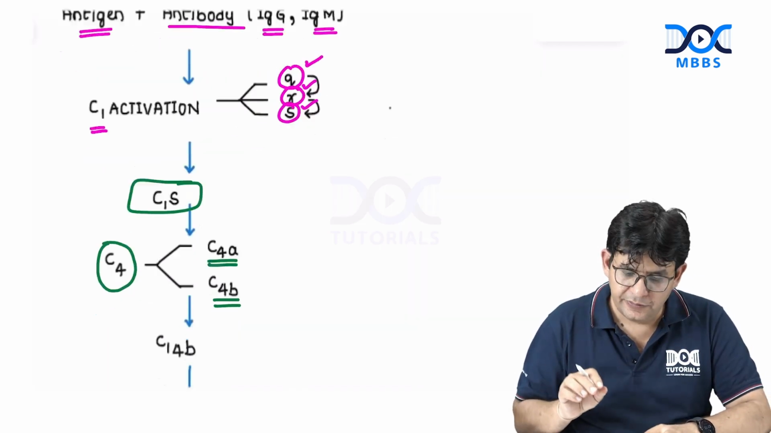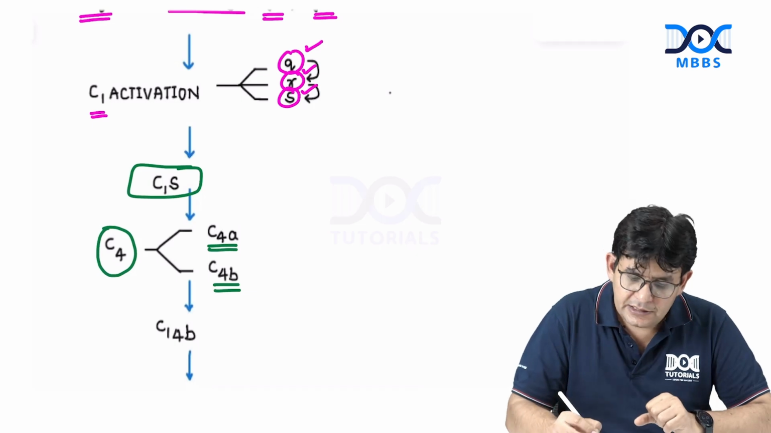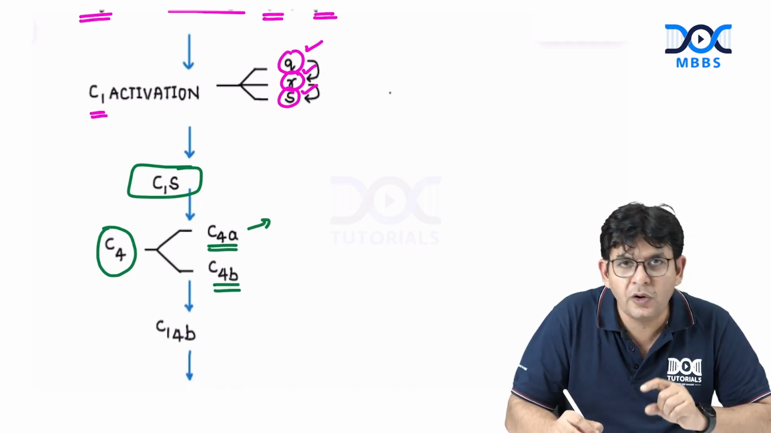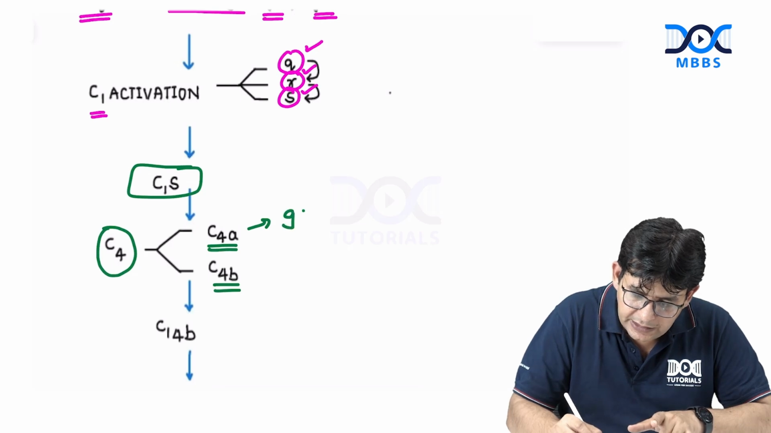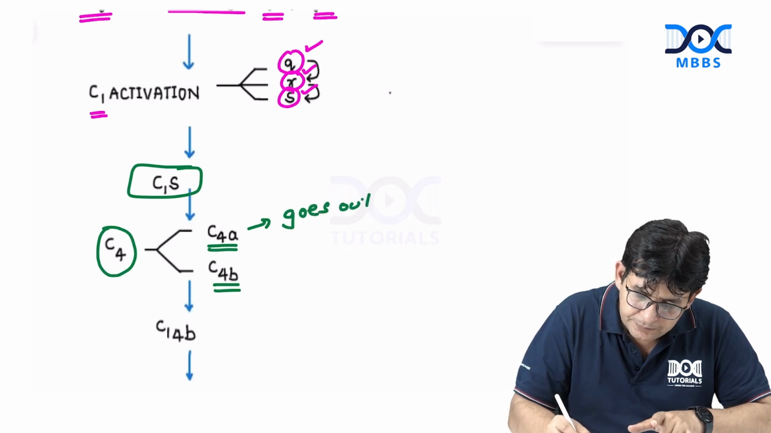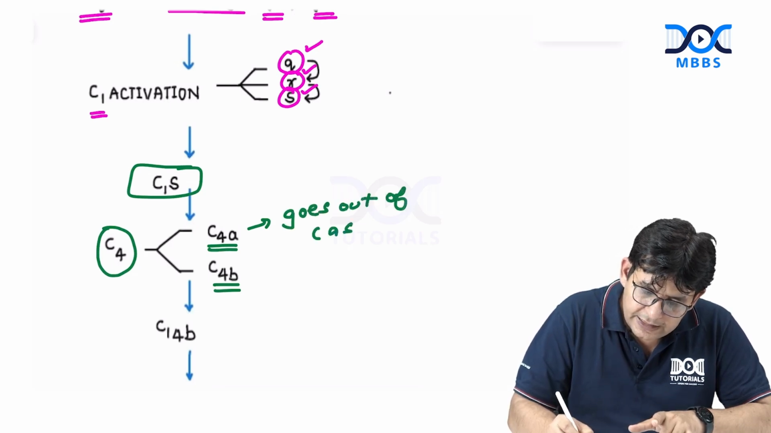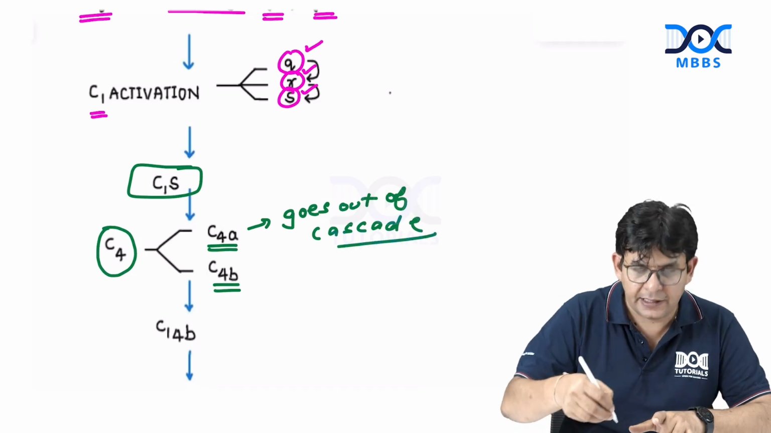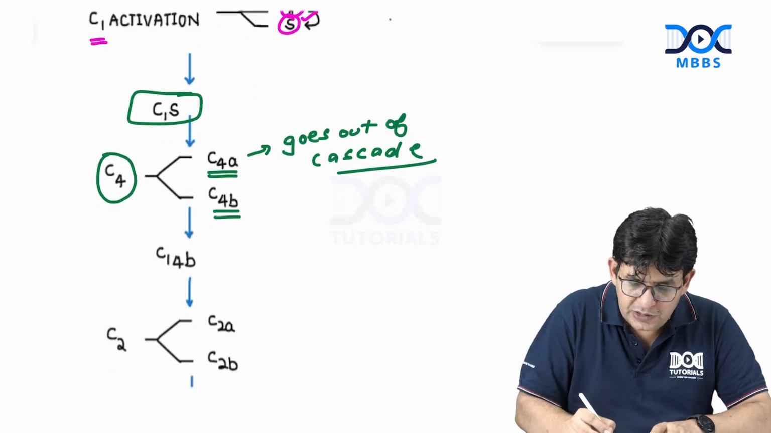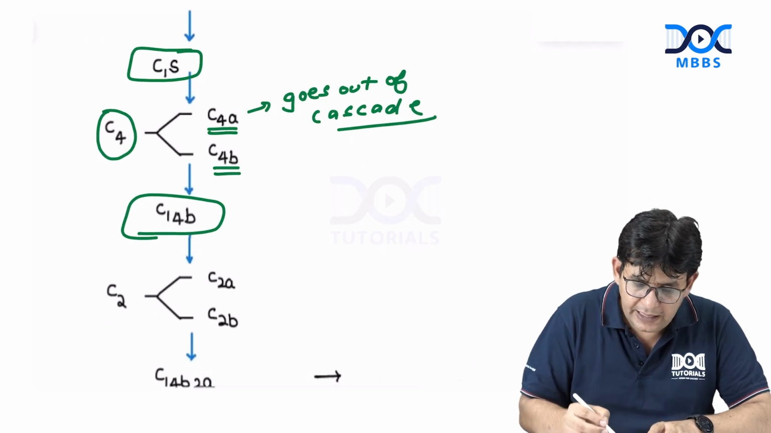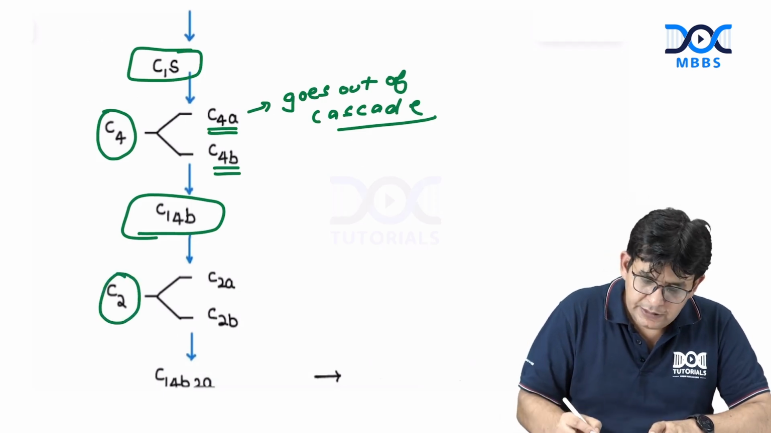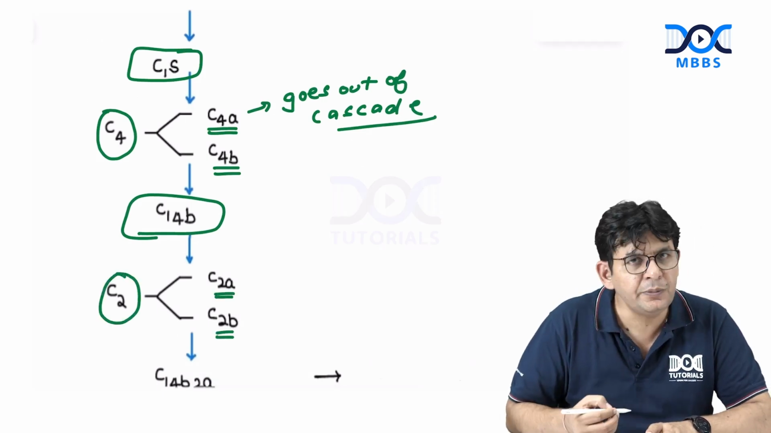Okay, divide this into what? C4A and C4B. Important is that this particular component, C4A, always goes out of the cascade. Cascade means this particular cycle. Now, what is being produced? C14B. And this C14B acts on the C2, changing it into C2A and C2B.